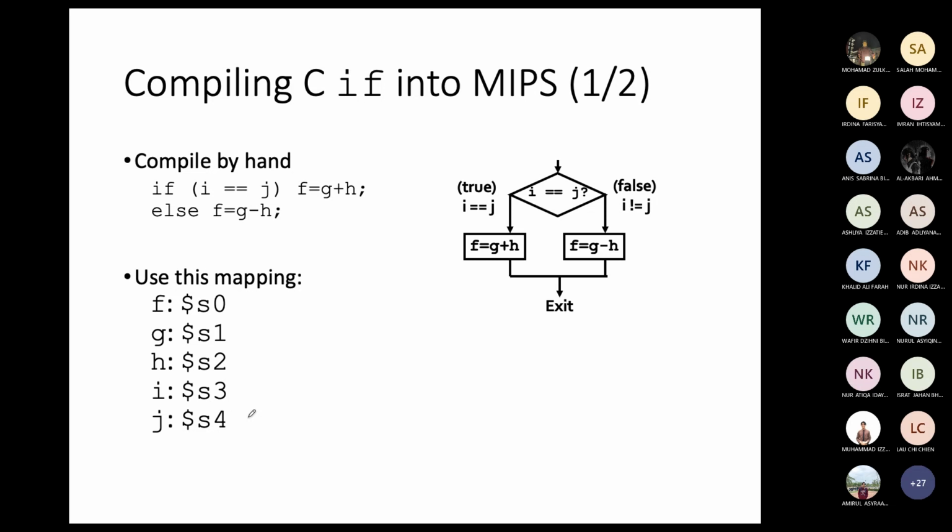Now we can try to compile a C if into MIPS. Let's say we use this mapping. If i is equal to j, we would execute the true statement f is equal to g plus h. Else, if it's the false statement, then we would execute f is equal to g minus h, and then make sure to exit. Use this mapping of S0, S1, S2, S3, and S4 to represent f, g, h, i, j.